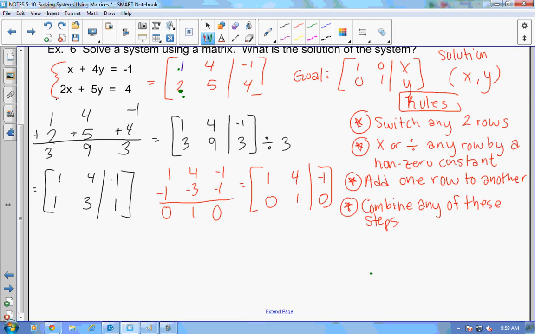Guys, why did I make all these mistakes? That's a -2. My brain apparently can't add and subtract today. Guess what? When this is 0, 1, -2, this means we've solved for one of the variables. Which one have we solved for? Y. We know now that y equals -2.